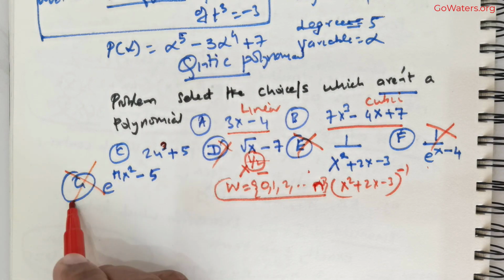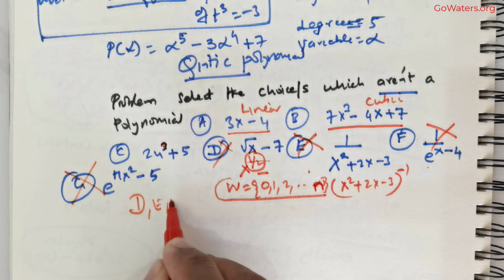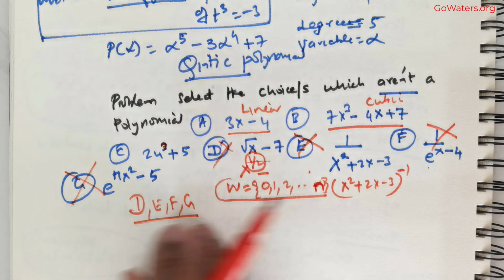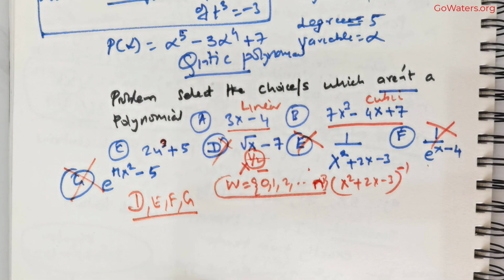This is also not a polynomial. So all these choices D, E, F and G are the right choices for this particular question. And having dealt with that, let us move on to the next topic.